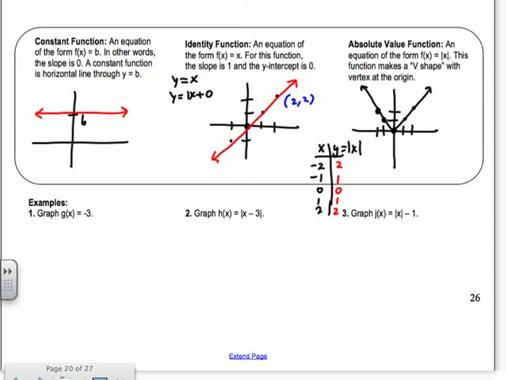All right, so example 1, graph g of x equals -3. So that's y equals -3. So y equals -3, go down to -3. It's just that horizontal line.